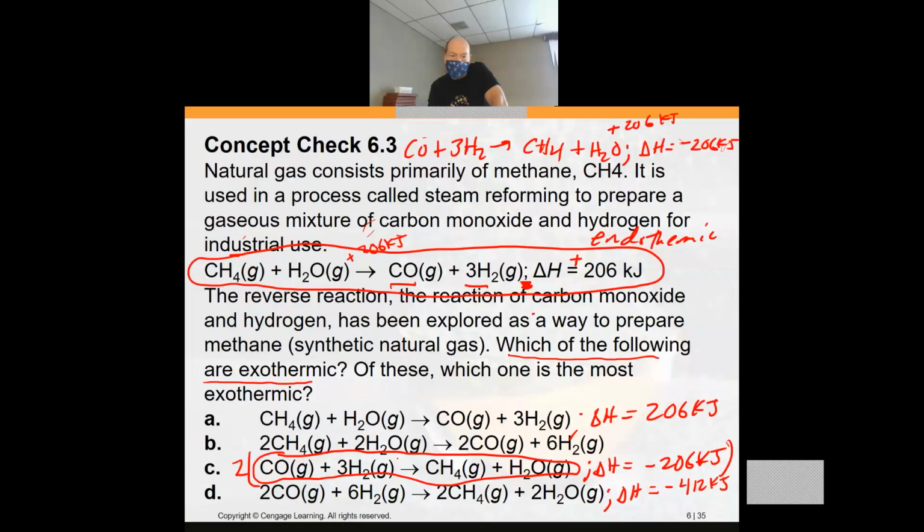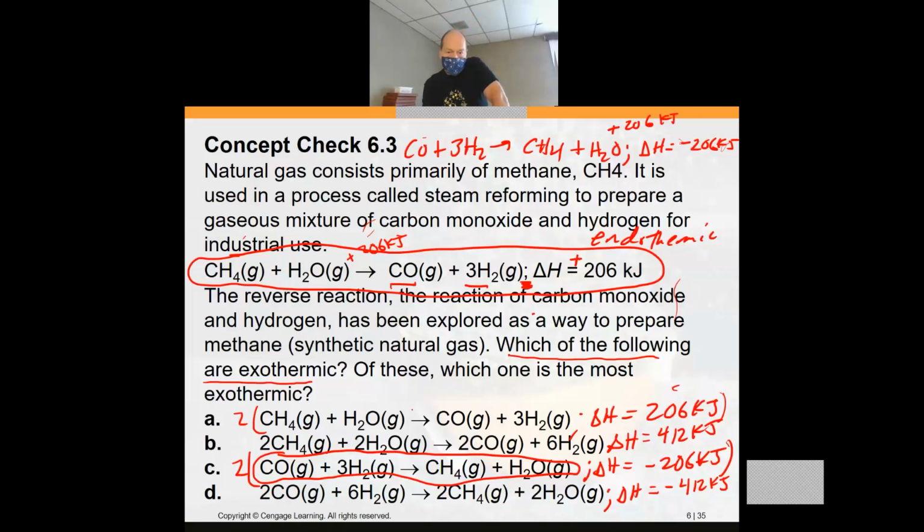All right, endothermic. And then you note here that all they did from A to B is they took part A and they multiplied it by 2. And when you take part A and multiply it by 2, you have to multiply the delta H by 2. And so the delta H here is equal to a positive 412 kilojoules. So you have A and B are both endothermic, C and D are both exothermic.